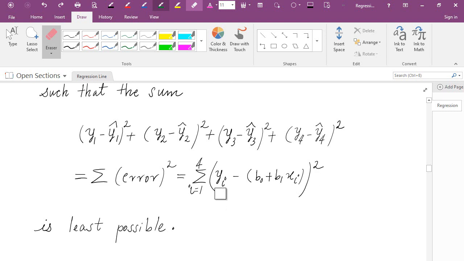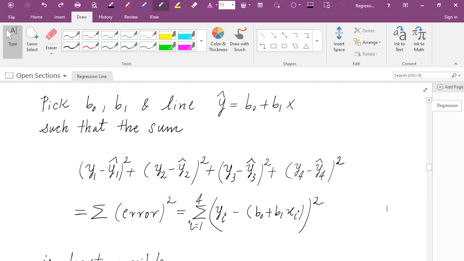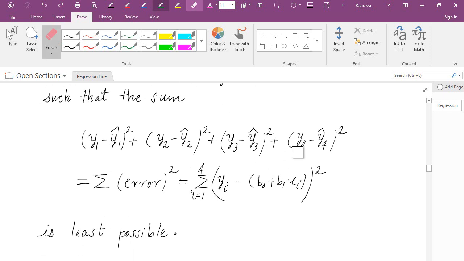So again, yi is a y value from the data set corresponding to the x value xi, and b0 plus b1 xi is the predicted y value from the trend line corresponding to xi. So again, this is a short notation for this big sum right here. We want to pick a trend line y hat equal to b0 plus b1x that minimizes this sum.